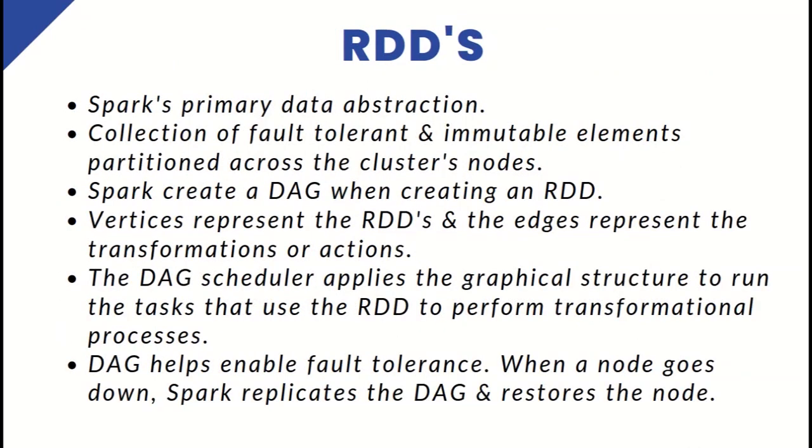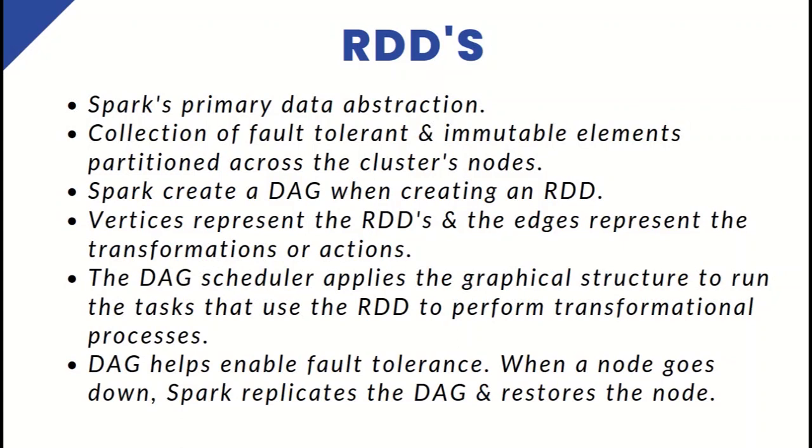Now, RDDs. Resilient distributed datasets are Spark's primary data abstraction. An RDD is a collection of fault tolerant and immutable elements partitioned across the cluster's nodes, capable of receiving parallel operations. Spark uses a unique data structure called a directed acyclic graph and an associated DAG scheduler to perform RDD operations. RDD transformations are considered lazy because Spark doesn't compute transformation results immediately. Instead, the results are computed when evaluated by actions. The vertices represent RDDs and the edges represent the transformations or actions.